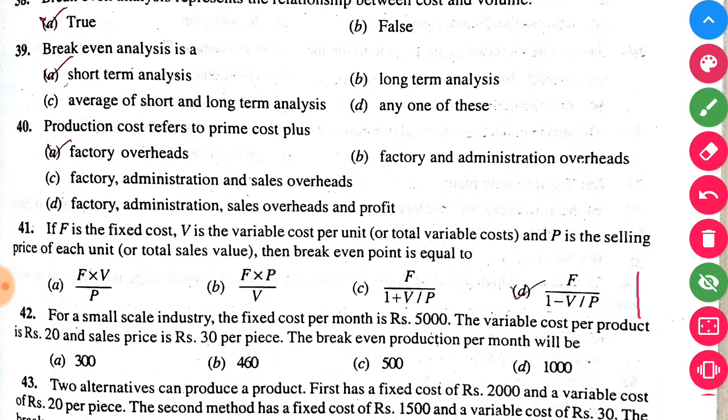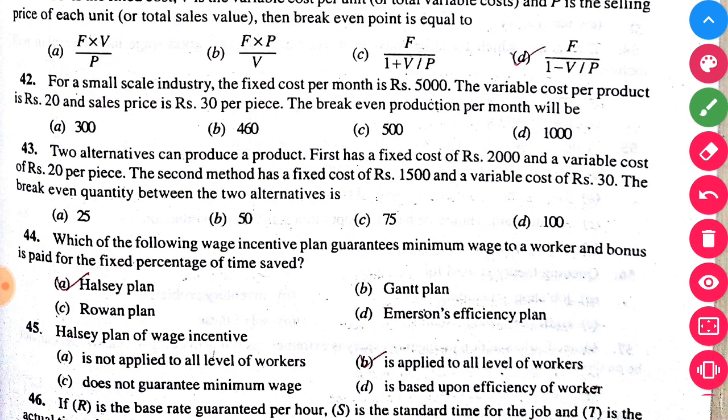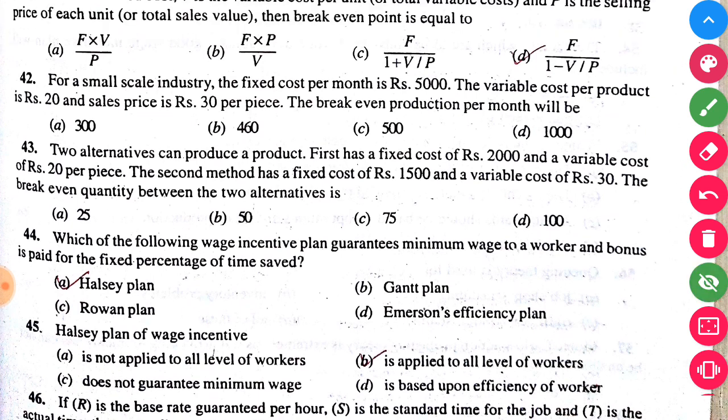Break-even analysis represents the relation between the cost and volume. The break-even analysis is a short-term analysis. Production costs refer to the prime cost plus factory overheads. If F is the fixed cost, V is the variable cost per unit, and P is the selling price of each unit, then the break-even point is equal to F upon 1 minus V upon P. Option D is the right answer.